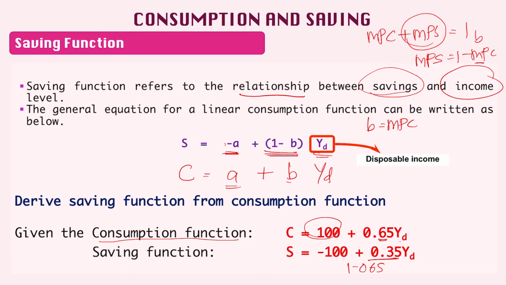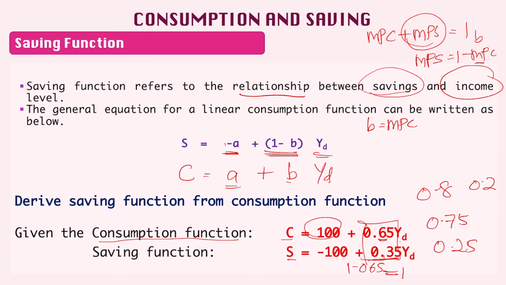You have to remember this one: MPS plus MPC equals 1. For example, if MPC is 0.75, MPS would be 0.25. If the consumption function has 0.8, MPS will be 0.2. Easy, right? So they give the consumption function but ask for the saving function, or the other way around. You just change the figures. Alright, so that's consumption and saving theory.